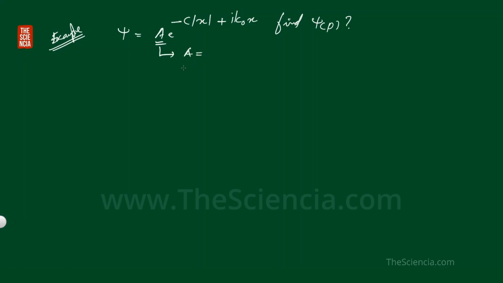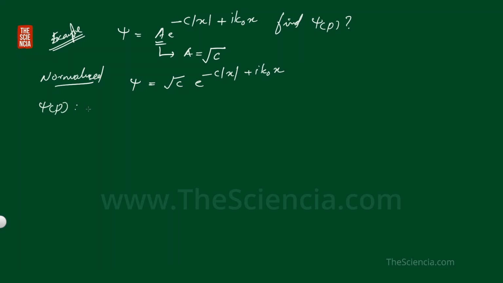Earlier I told you one trick. If there is a mod x term, then the root of its coefficient will be the constant, that is root c. Okay, so we got the normalized wave function, that is psi is equal to root c e raised to minus c mod x plus i k0 x. Now we have to find out psi of p.